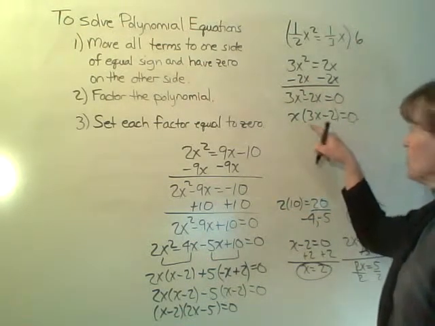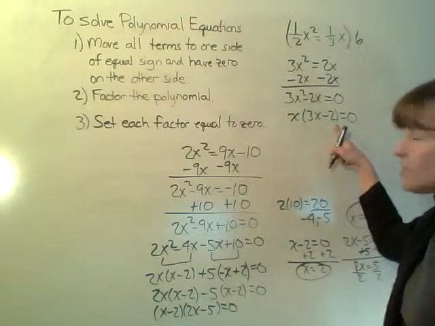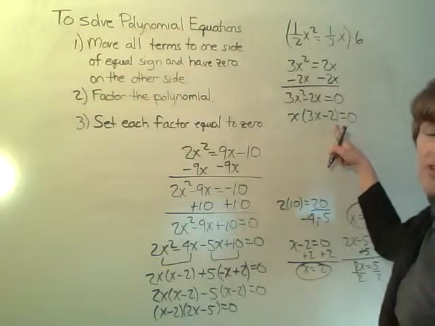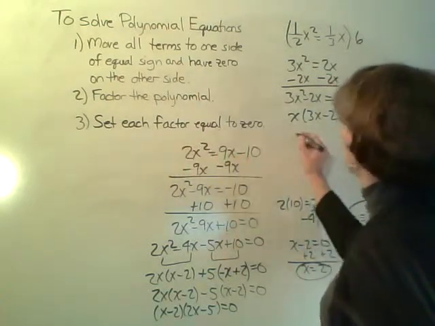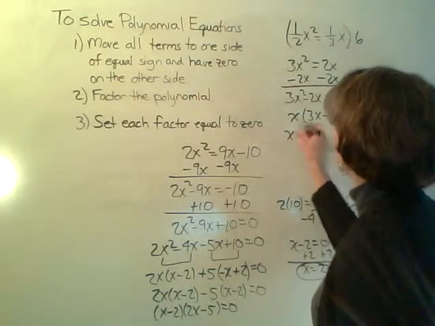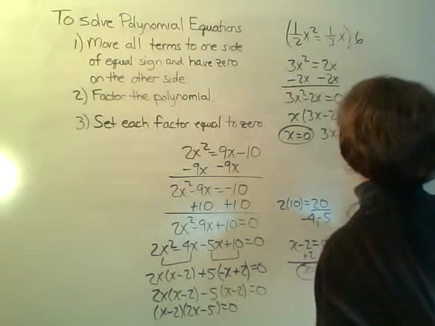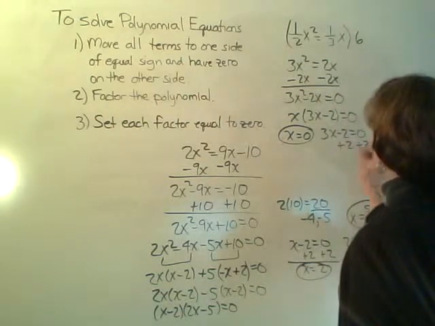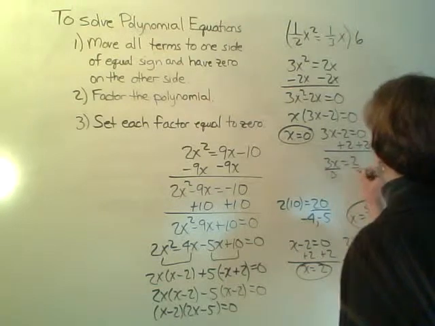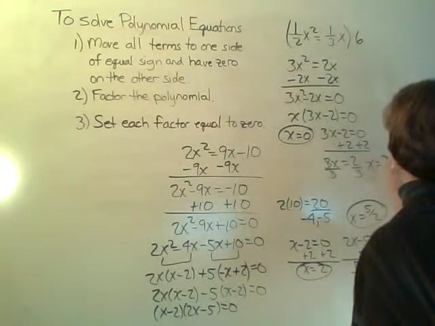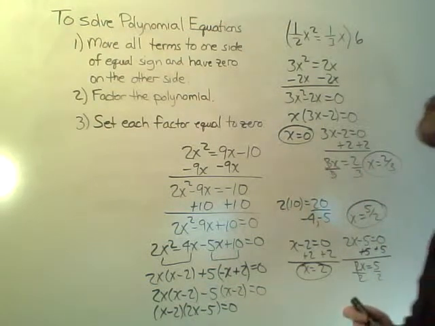Now, I look at my remaining polynomial. It's a binomial. Can it be factored? Well, it is not a difference of 2 squares, so it cannot be factored. So I am done. Now I'm ready to set each factor equal to 0. So I set x equal to 0, and I set 3x minus 2 equal to 0. I add 2 to both sides, and I get 3x equals 2, and then I divide both sides by 3, and I get x equals 2/3. So there are my two answers for this polynomial equation.